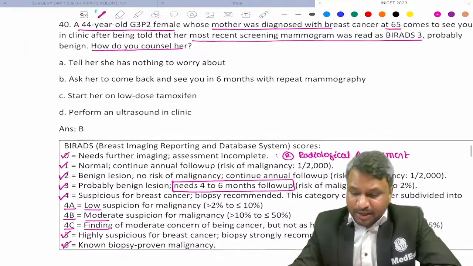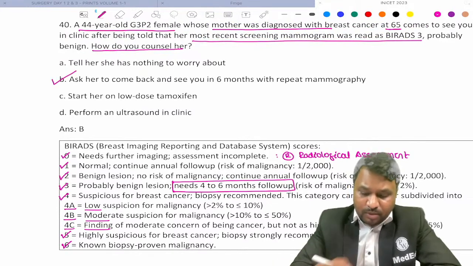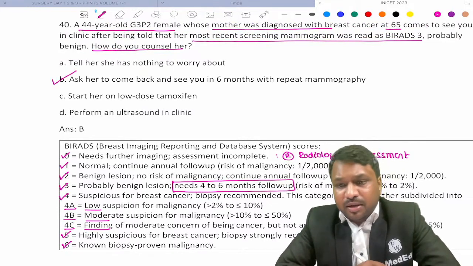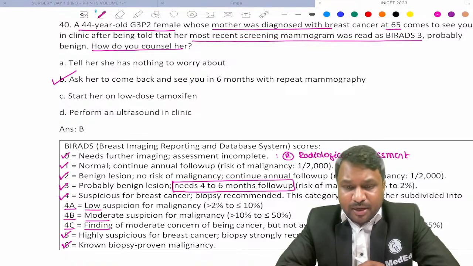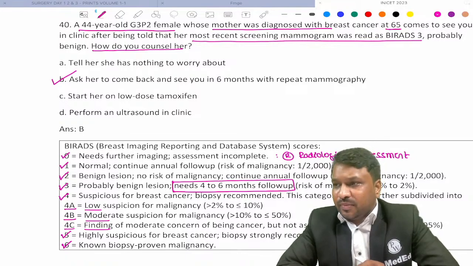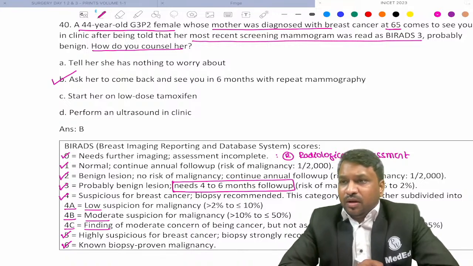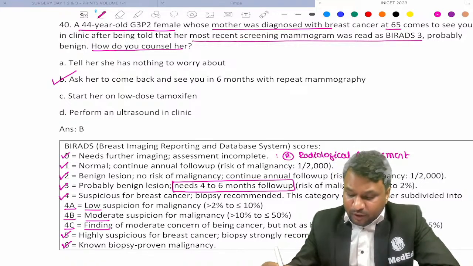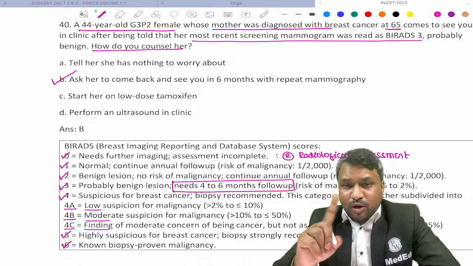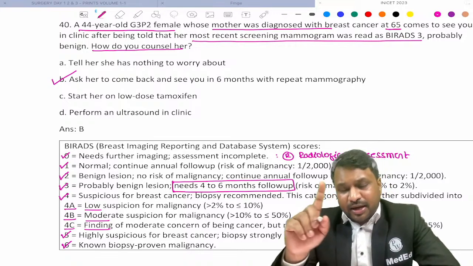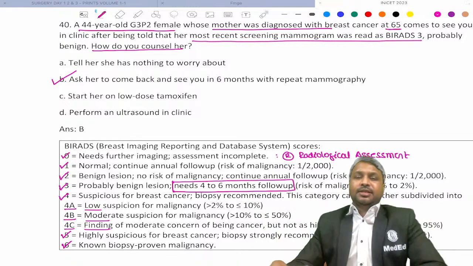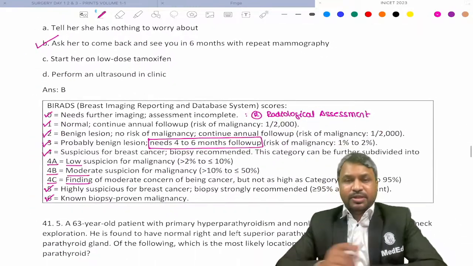So we have a patient of BIRADS 3. For BIRADS 3, ask her to come back for follow-up after 6 months with a repeat mammograph, which is what is recommended in the current guidelines. After 4 to 6 months, you have to repeat the radiological assessment, not do a biopsy, to see if there is any problem or not.